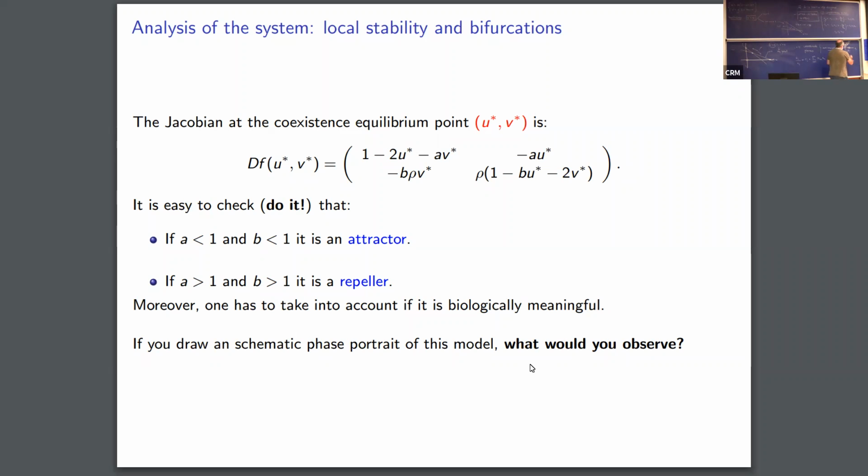Of course, in this case, for me, it's not interesting because we are out of the biologically meaningful domain. I'm only interested in positive U and B. Yes, Mark? If one direction is faster, why do you think those are faster? The faster is this one here. Yeah.